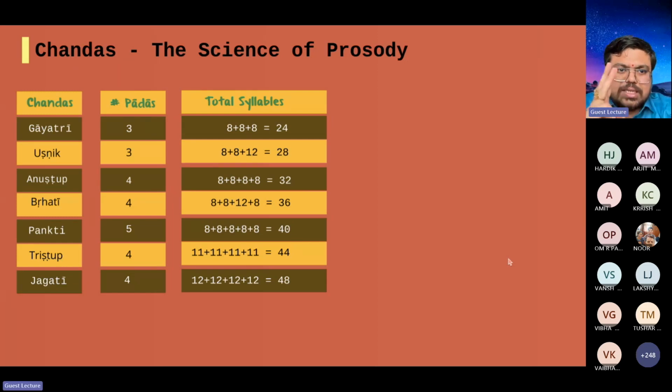Similarly, Ushnik has 3 lines. In the 3 lines, the division of the syllables is 8 plus 8 plus 12. Anushtup has 4, and each line has 8 syllables. Brihati has 4. First 2 lines 8, third line 12, fourth line 8. Pankti means 5, so it has 5 lines. Pankti is related to Pancha, 5. Each line has 8 syllables. Trishtup has 4 lines with 11 syllables, and Jagati has 4 lines with 12 syllables.